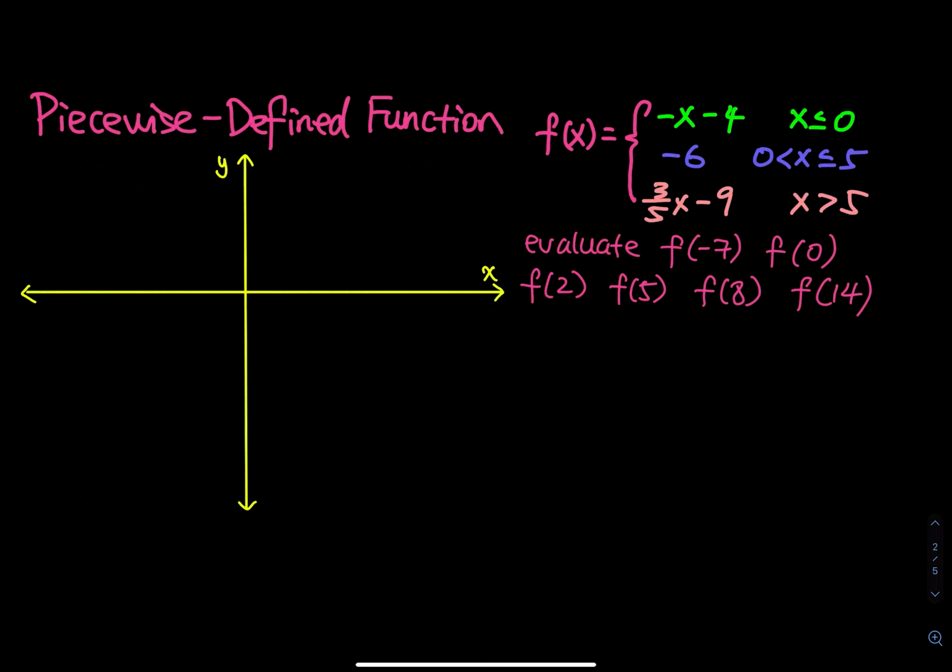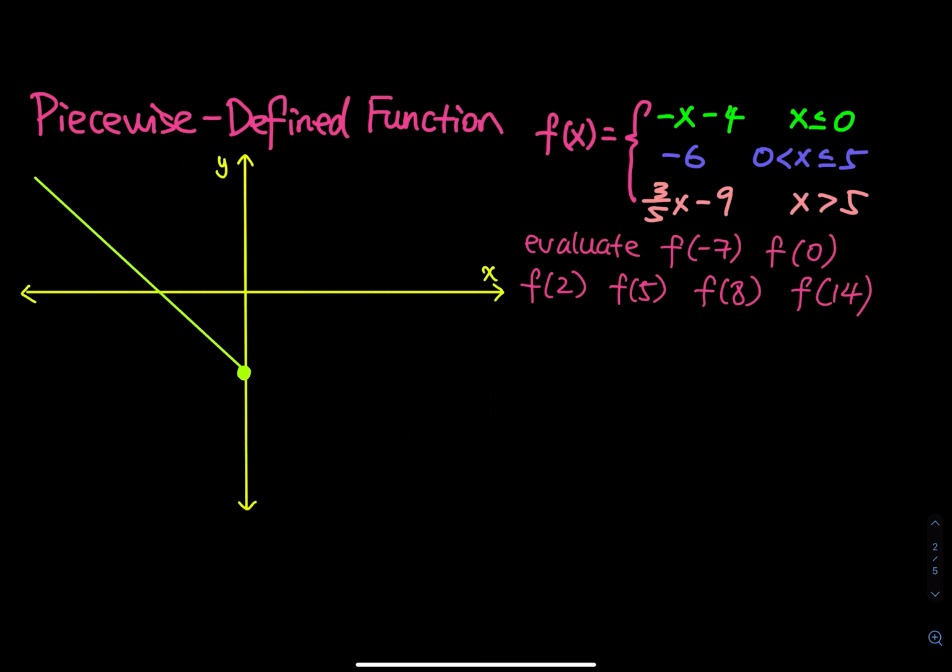For example, f of x equals negative x minus 4 is a linear function. This linear function lives when x is less than or equal to 0. So let's graph that. Negative x minus 4, so we have a y-intercept at negative 4, right? And then the slope is equal to negative 1, which is decreasing. So decreasing at negative 1, and that's it.